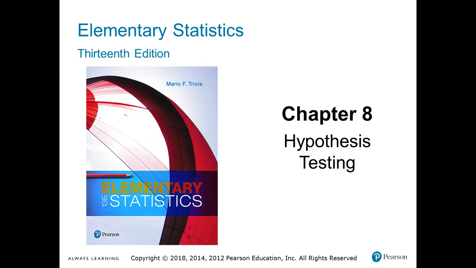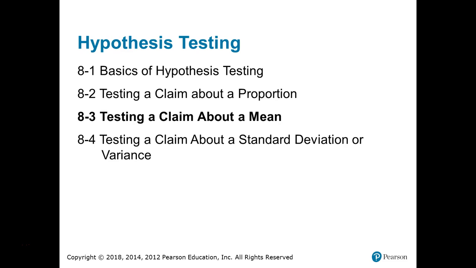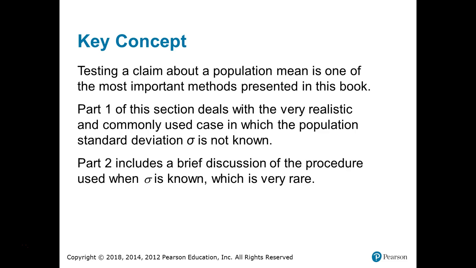Welcome back, guys. In this video, we are going to be going through section 8.3, which is hypothesis testing, testing a claim about a mean. Remember, the last video was talking about a claim about proportions. Now we are doing means. So part one, we'll deal with the very realistic and commonly used case in which the population standard deviation is not known. And then part two, we will talk very briefly about when the population standard deviation is known, which is very rare.